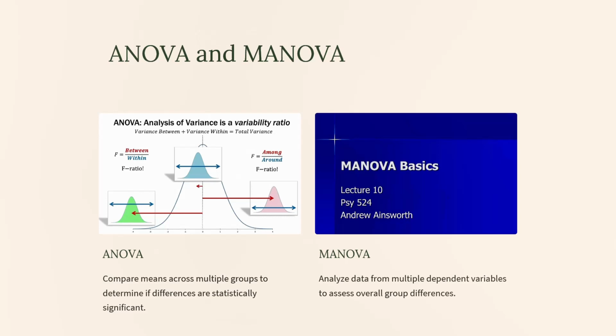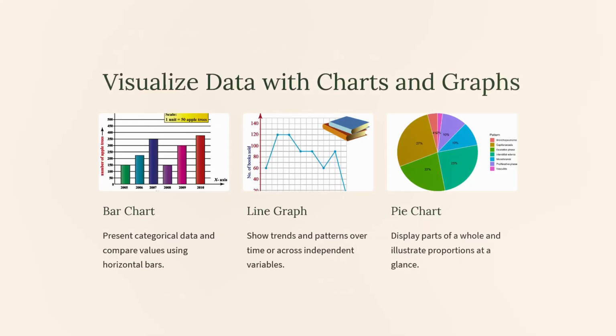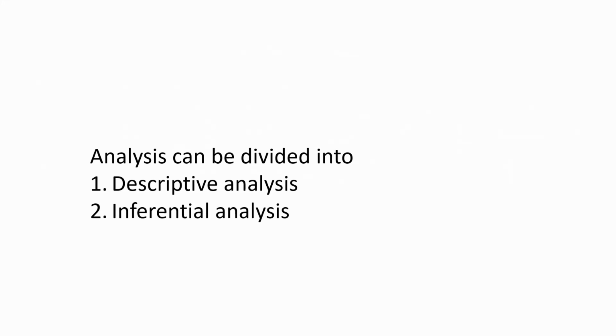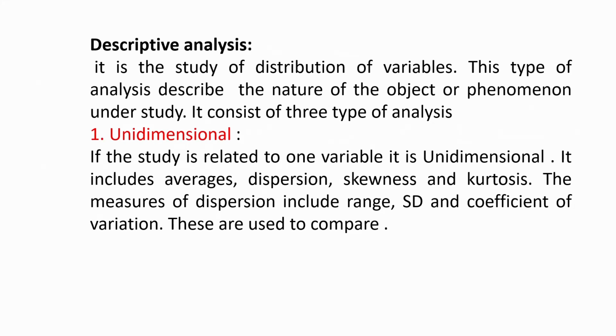And ANOVA and MANOVA are used to measure the dependency of the data and also to test the association between the data. So what is analysis of data? After processing the data, the next step is analysis of the data. The analysis means studying the tabulated material in order to determine the inherent facts and meaning of that. Analysis is mainly divided into two, that is descriptive and inferential analysis. Descriptive analysis is used to study the distribution of the variable, that is, the nature or the phenomena of that study is described using this descriptive analysis.